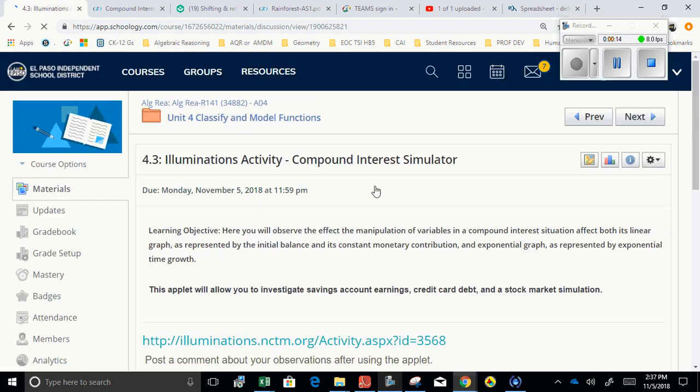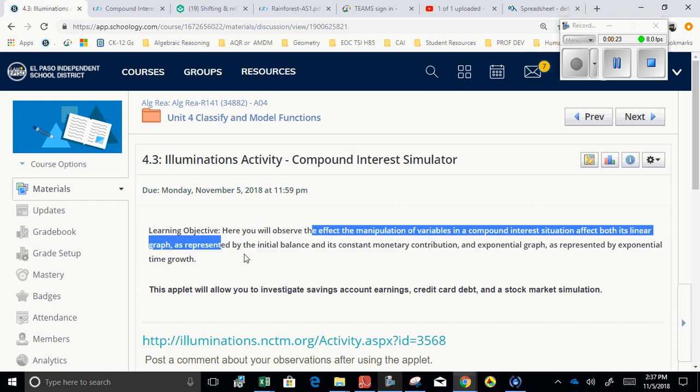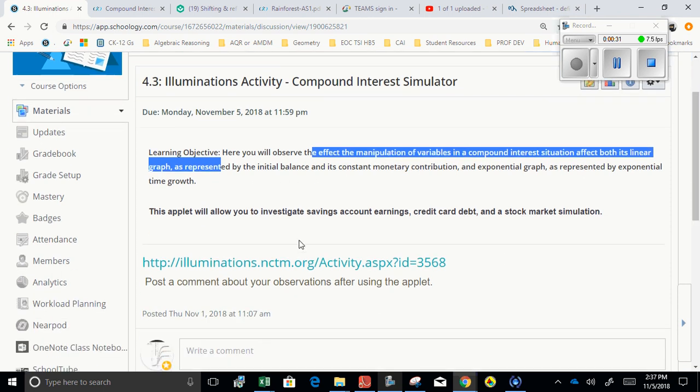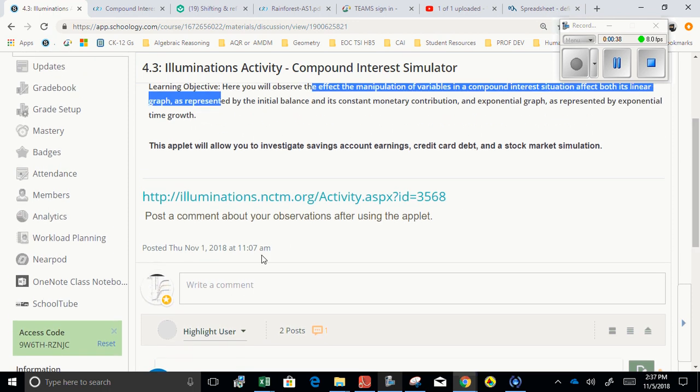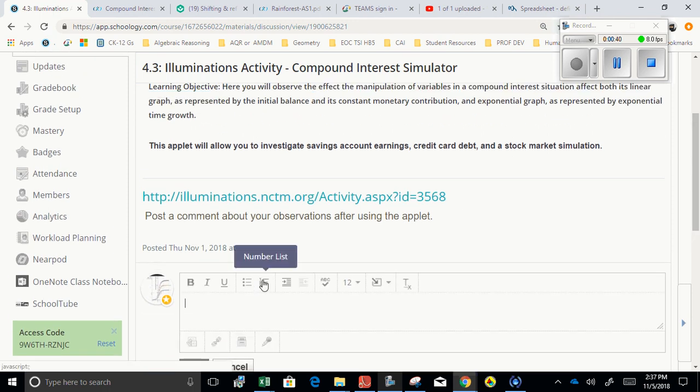Our objective here is to observe the effect of the manipulation of variables in a compound interest situation. Both the linear graph, represented by the initial balance and the constant monetary contribution, and exponential growth. And we're supposed to click on the simulator right here and post a comment. So to post a comment, post comments here.